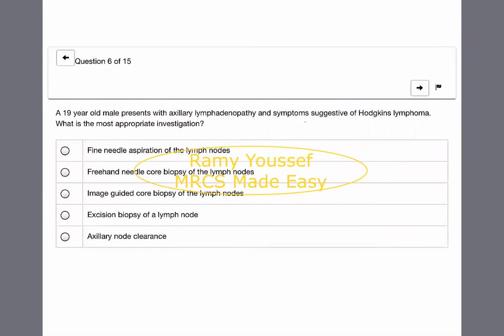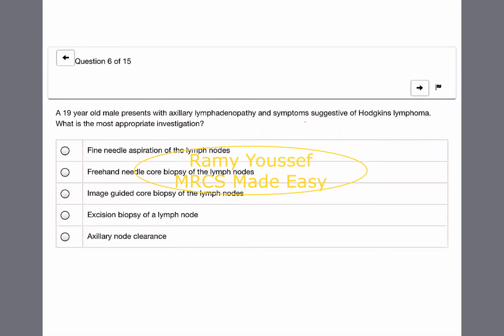Okay, next. A 19-year-old male presents with axillary lymphadenopathy and symptoms suggestive of Hodgkin lymphoma. What's the most appropriate investigation? Fine needle aspiration of the lymph nodes, freehand needle core biopsy of lymph nodes, image-guided core biopsy of lymph nodes, excisional biopsy of lymph nodes, or axillary node clearance.